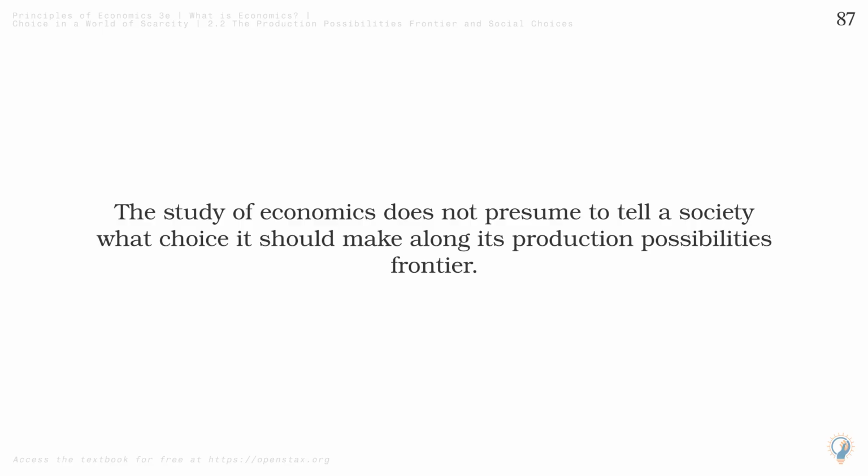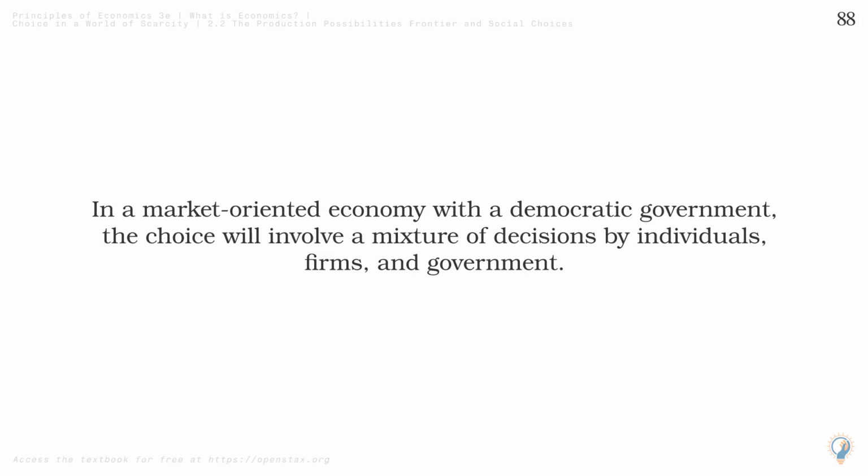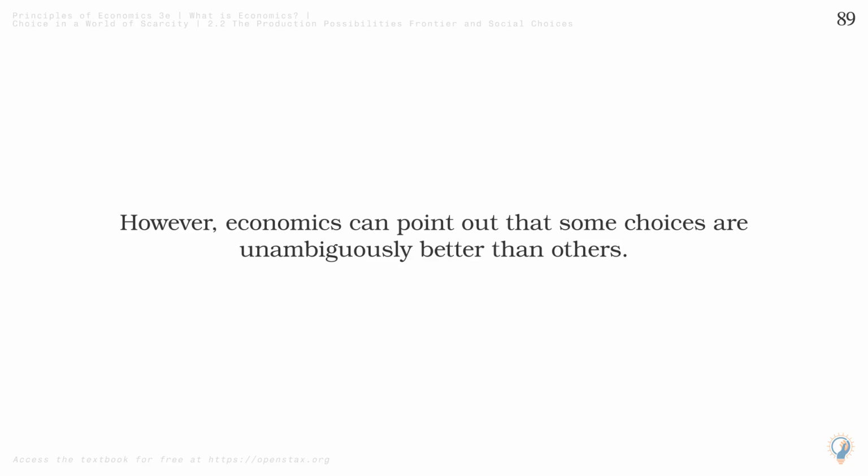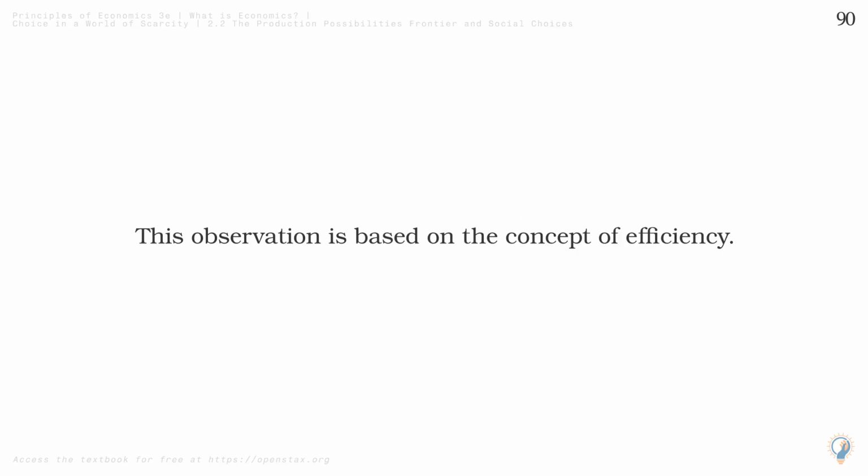The study of economics does not presume to tell a society what choice it should make along its production possibilities frontier. In a market-oriented economy with a democratic government, the choice will involve a mixture of decisions by individuals, firms, and government. However, economics can point out that some choices are unambiguously better than others. This observation is based on the concept of efficiency.